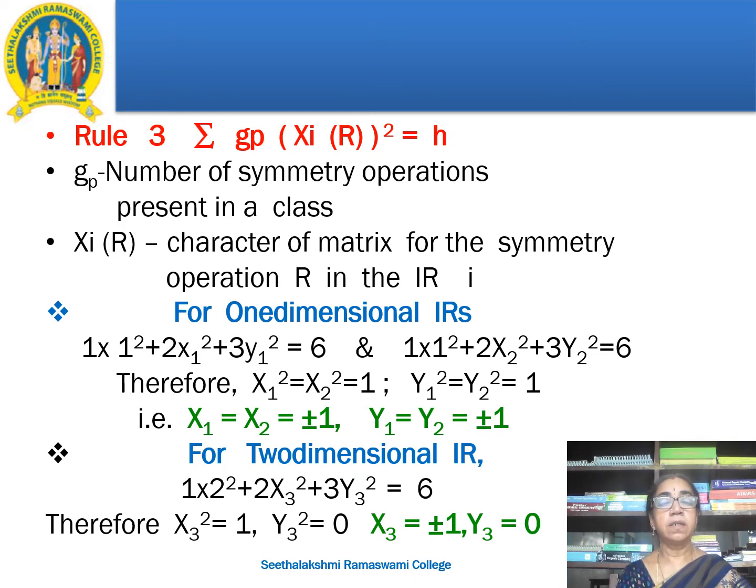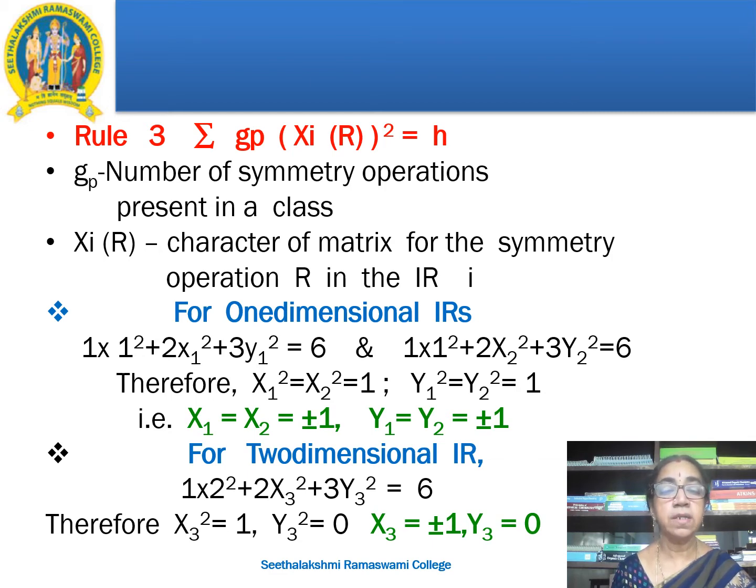The same procedure can be followed for the second two-dimensional IR. Rule 3 can be formulated as the equation 1 into 2 square plus 2x3 square plus 3y3 square equal to 6. Where the first part 1 represents the GP value, as already mentioned, it is the number of identity elements present in the irreducible representation. 2 square means the dimension of the IR is 2, so the character of the identity element is also considered as 2. So 1 into 2 square is written.